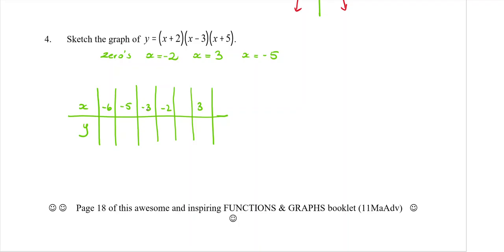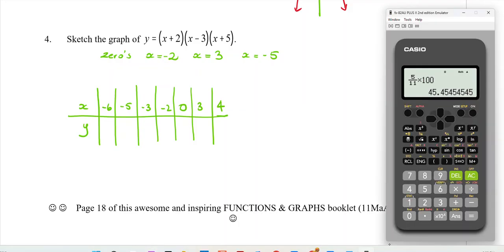Between minus 2 and 3, pick 0 because that's your y-intercept. Okay, so we want 0. And then something larger than 3, we want 4. Okay, so if you're ready to do some number crunching, you would get your calculator out and you would start typing in bracket. You're going minus 6 plus 2 bracket bracket minus 6 minus 3 bracket bracket minus 6 plus 5 bracket equals. So the first one is negative 36.